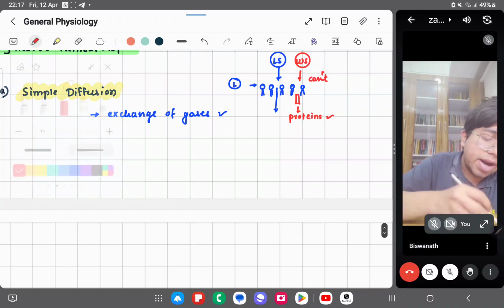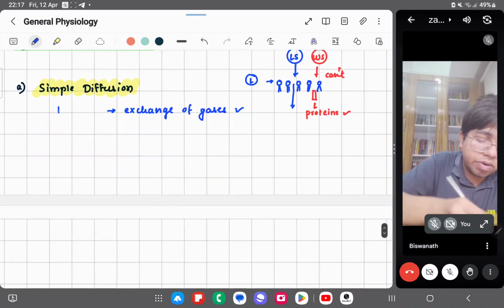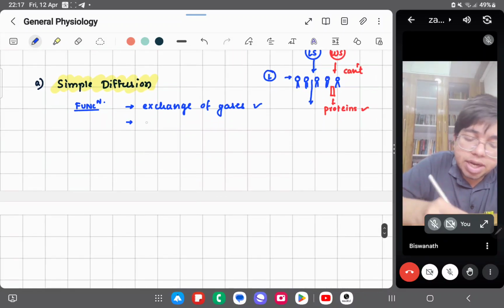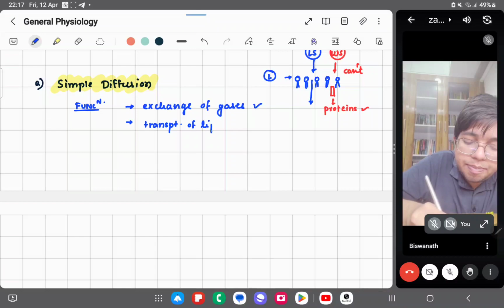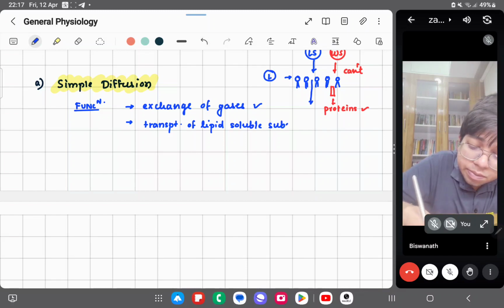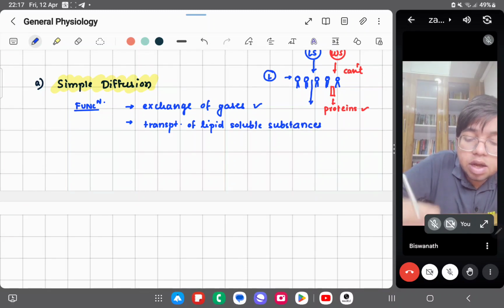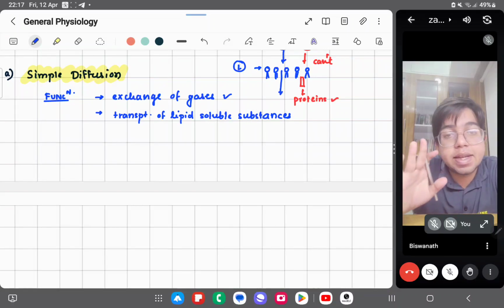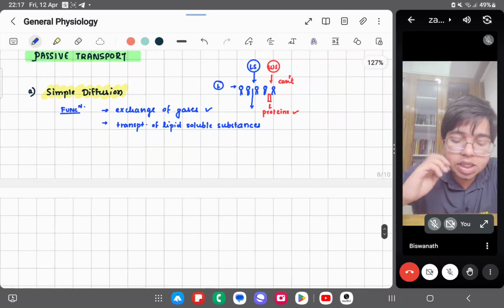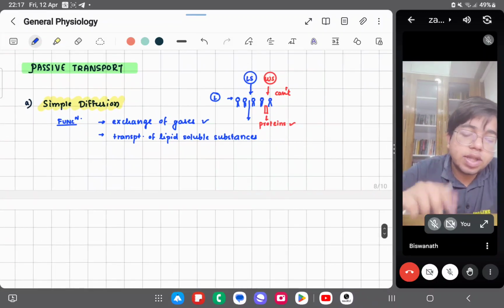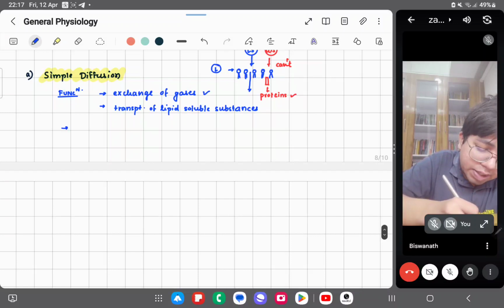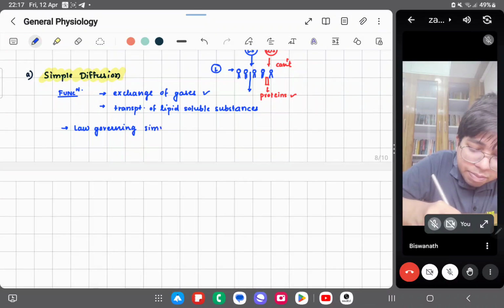Okay, so you can write in simple diffusion another function, right? Discussing the functions. Exchange of gases is one function, and another is transport of lipid soluble substances. Many drugs are lipid soluble, alcohol is lipid soluble, okay, many things are there. Then simple diffusion is exchange of gases and transport of lipid soluble substances. So there is a law governing simple diffusion.